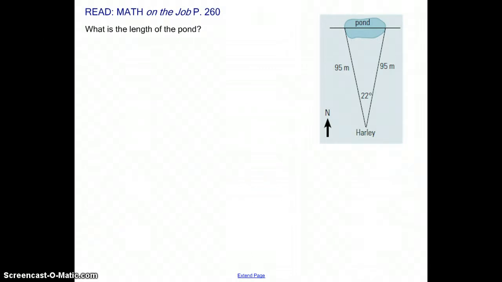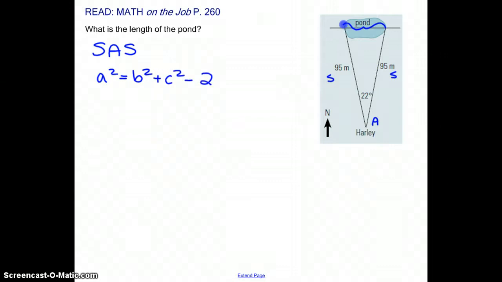So now we're going to go to Math on the Job on page 260, and we're going to find the length of this pond given this information. To start, we need to figure out what kind of triangle we have. Here we have a side length, an angle, and another side length. So it is an SAS situation, and we're going to plug that in then to our cosine law. So we've got a squared equals b squared plus c squared minus 2bc cos A.